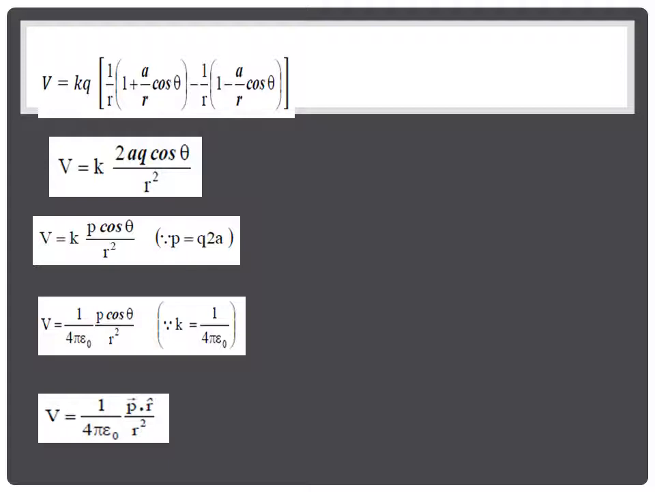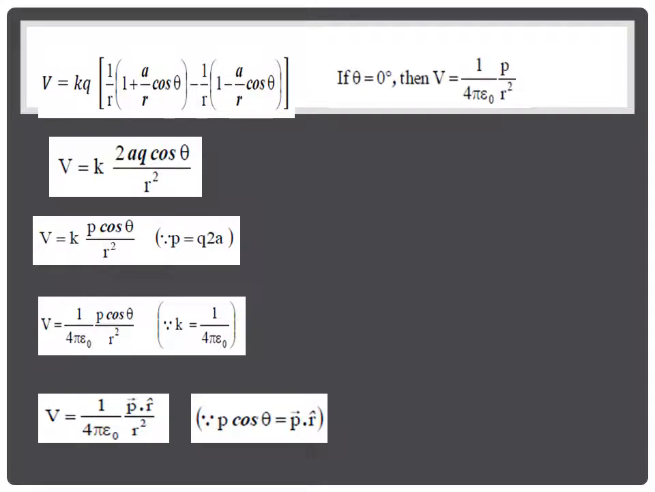Now since it is cos theta, you can represent this in terms of a dot product as p vector dot r unit vector by r, cos theta by r squared. So my equation is V is equal to 1 by 4 pi epsilon naught p vector dot r cap by r squared. Now you have certain special cases in this.